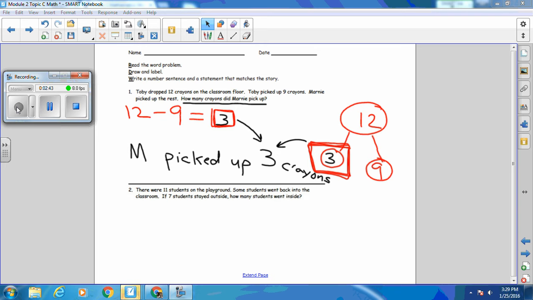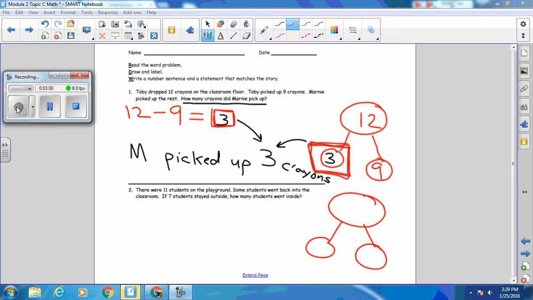Question number 2. Before I even get started, there's my number bond. Gotta have it. There were 11 students on the playground. Some students went back into the classroom. If 7 students stayed outside, how many students went inside? This is where the curveball came in. I've got 11 students. I know that 7 of them stayed outside. Still, I'm looking for a part.